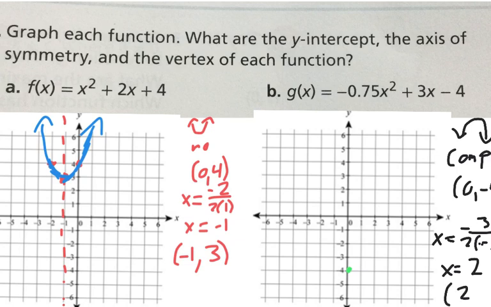And then to find the vertex, I'm going to plug 2 in here. So what's that going to look like? G of 2 is going to be equal to -0.75 parentheses 2 squared plus 3 times 2 minus 4. Or you can put it in your calculator just like that. If you do, you should get a y value of -1. I got negative. That's what I said, -1. Okay. Y'all just weren't listening.